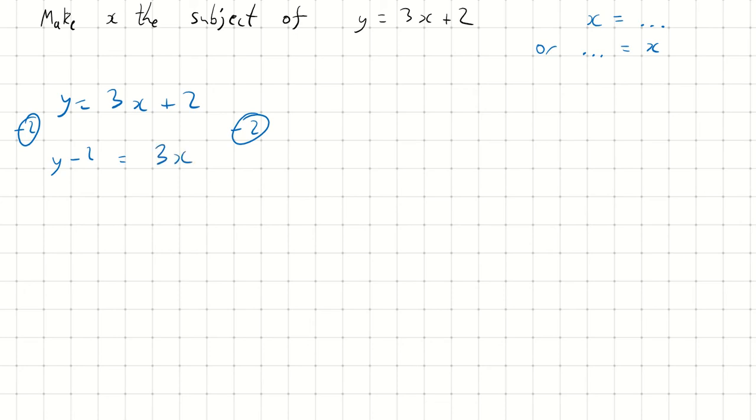And now we need to get rid of this multiplied by 3, so the inverse of that is dividing by 3, so we're going to divide both sides by 3. So on the right hand side we just get x, and on the left hand side we have to divide the whole of the left hand side by 3. So that gives us y minus 2 over 3. And that's it, we're done. We've got x equals y minus 2 over 3. We've changed the subject, now x is the subject of this equation. Okay, great. Let's try a slightly more difficult example.